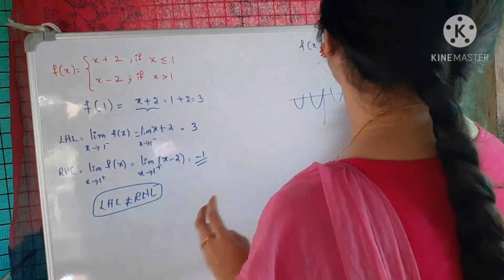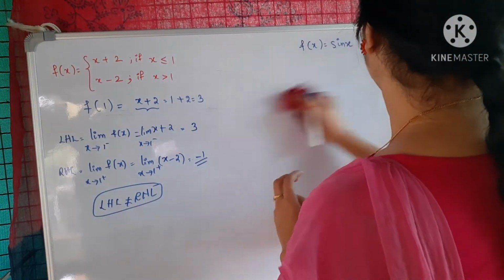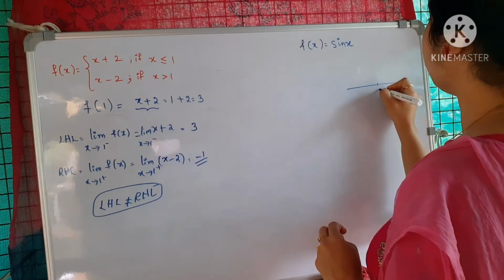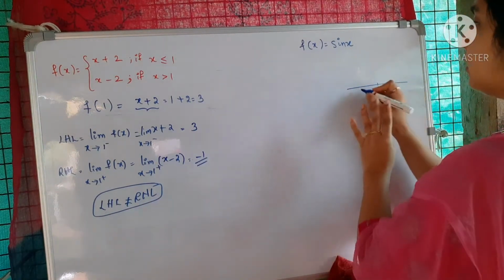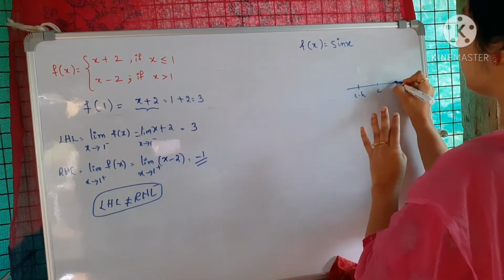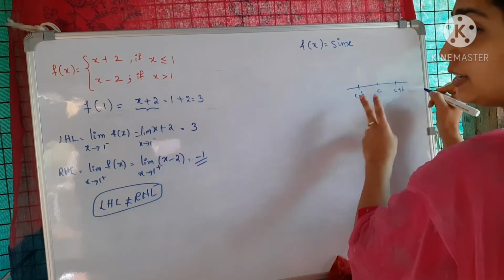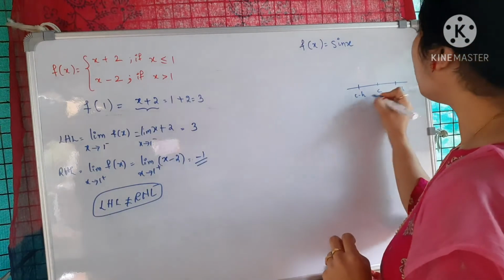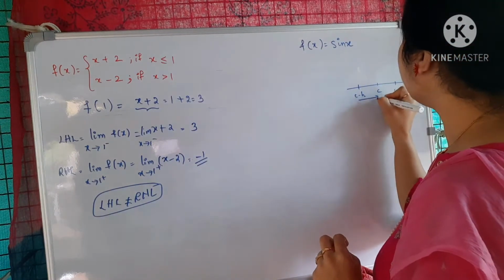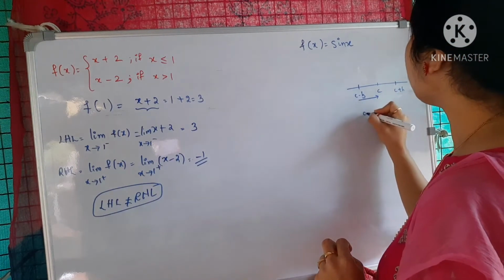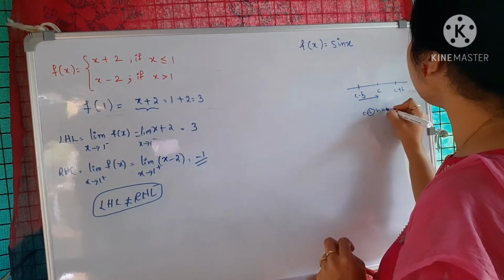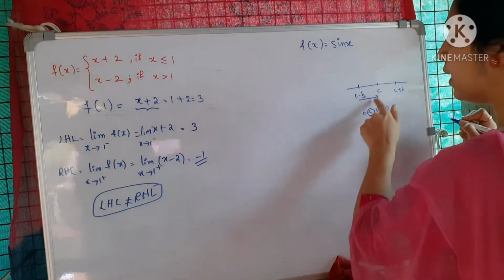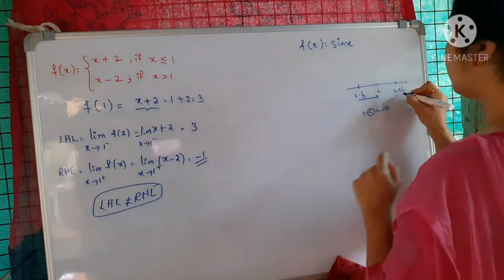Okay. But how to prove it? So I will consider one point, c, and on the left side I'll consider c minus h, and on the right side I will consider a point c plus h. So as I'm approaching c, what happens to this c minus h? Here h becomes 0, right? When h becomes 0, this value becomes c. So this is the left hand limit, this is the right hand limit.